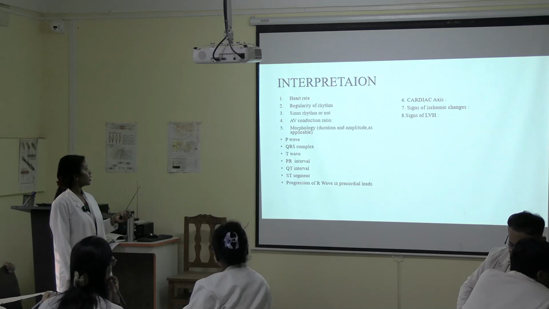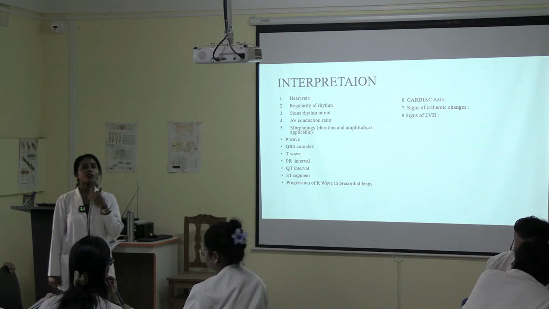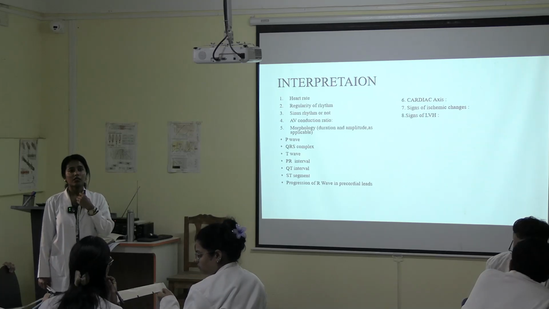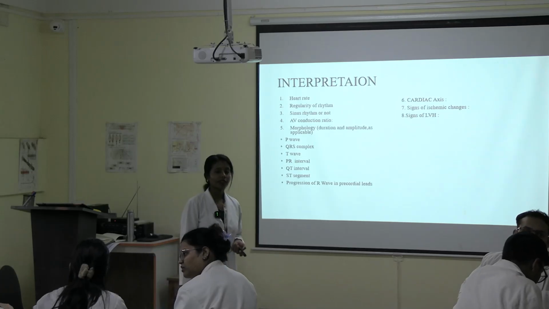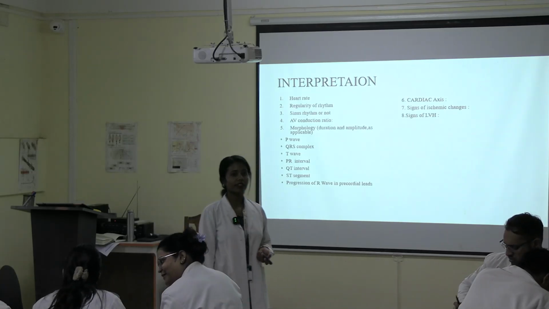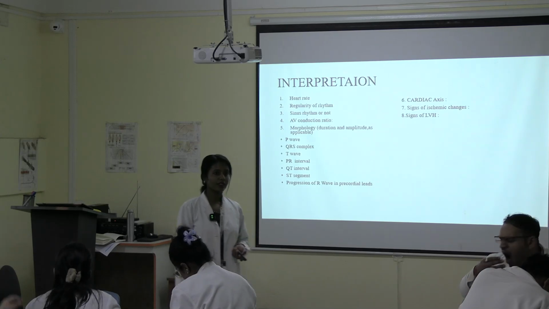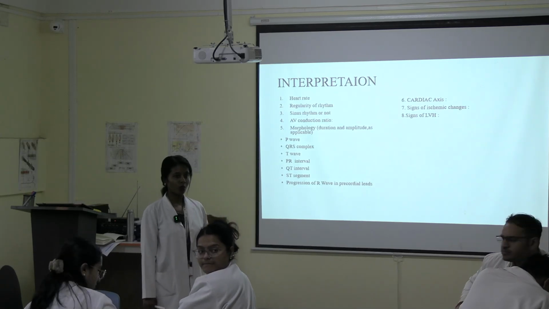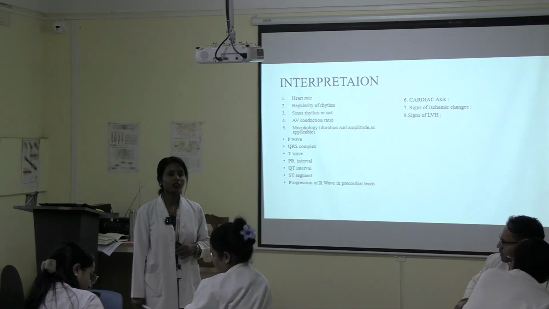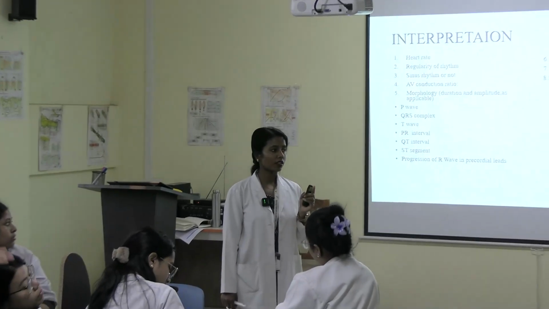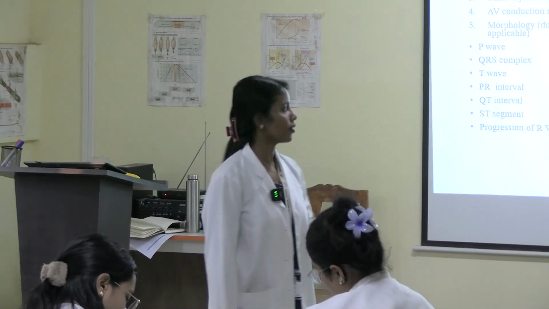Okay, so the next point is cardiac axis. So how to calculate the cardiac axis? How do we do the vector? If it is coming towards the lead, then positive, yes. So which lead do you have to take into consideration? Lead 1, 3 or AVF. Okay.